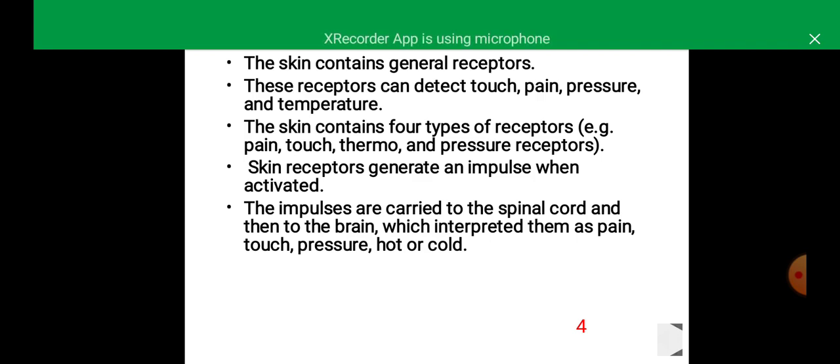So the skin contains 4 types of receptors: pain receptor, touch receptor, thermoreceptor, which we often refer to as temperature receptor, and pressure receptor. Skin receptors generate impulses when activated. So whenever they are activated, they generate impulses, that is messages, and relay the messages to the brain. The impulses are carried to the spinal cord and then to the brain, which interprets them as pain, touch, pressure, hot or cold. So that is how the skin works as a sense organ. There are different types of receptors, and each receptor detects a different type of stimulus.